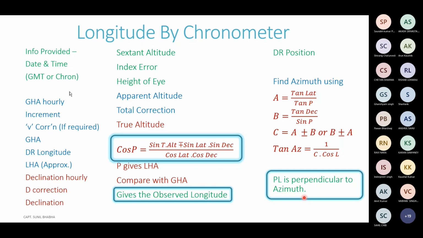So beta, this was the complete method of longitude by chronometer, right from beginning to end. We have the information, we have the stepwise procedure, and we have the final result, the observed longitude and the direction of the PL. So have a good look at it and let me know if you have any doubts at any of the steps, anywhere. If you have doubts, let me know.